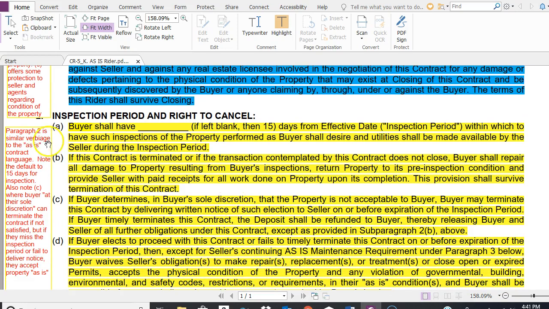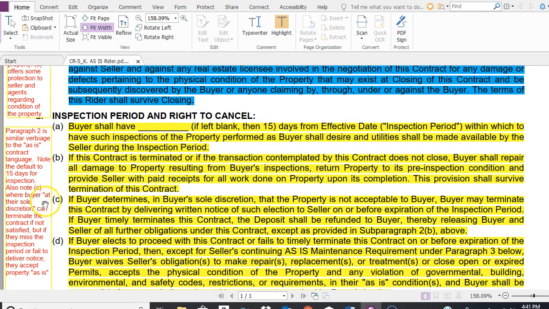As I mentioned above, paragraph 2, which starts here, is similar verbiage to the as-is contract language. Note the default to 15 days for the inspection. That's this default here, right? Buyer shall have 15 days if left blank. You can put anything in here, but this is the same spot where on the as-is contract you would have to have all the inspections performed, to have such inspections performed.